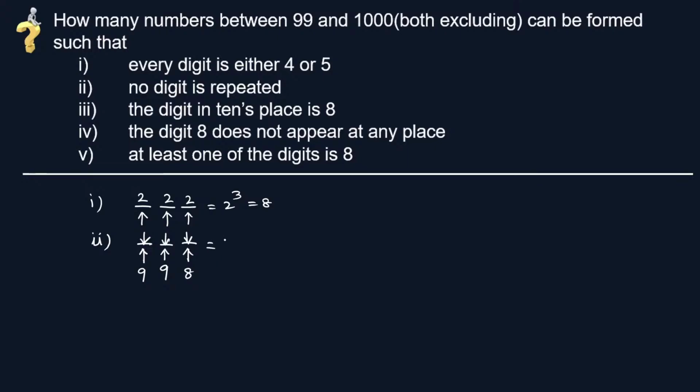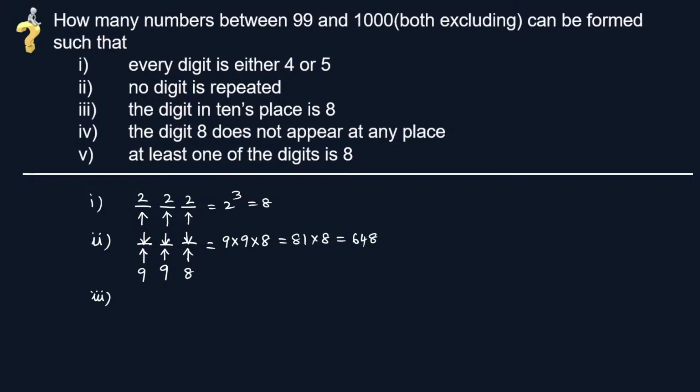So the total number of 3-digit numbers that can be formed is 9 into 9 into 8, where no digits are repeated. So total numbers will be 648. Is it clear to all? Okay, what is the 3rd point?